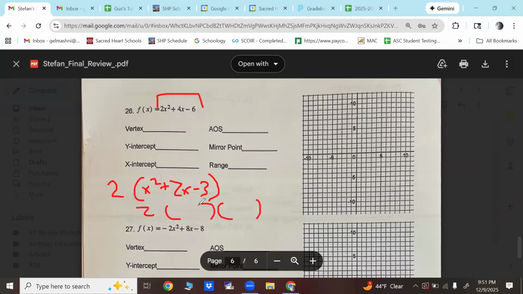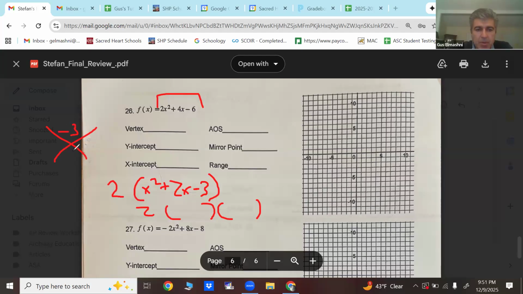How do you factor it? We have x squared plus 2x minus 3. So what multiplies to negative 3 and adds up to 2? Negative 3 and 1. Good, thank you. So you have x plus 3 times x minus 1.